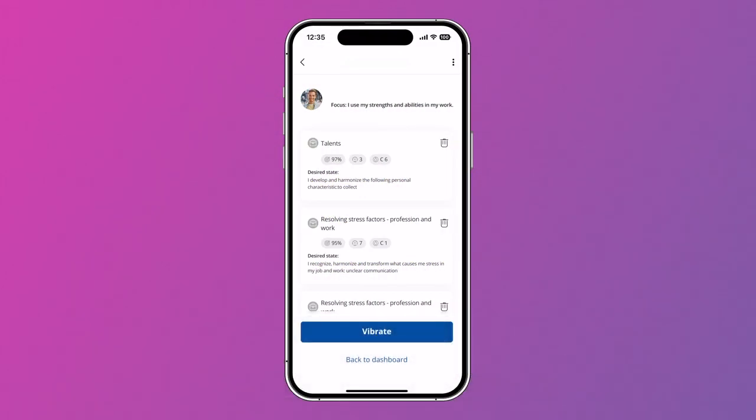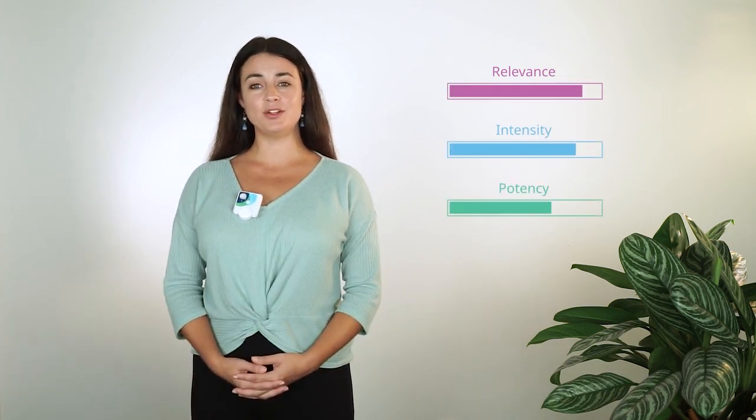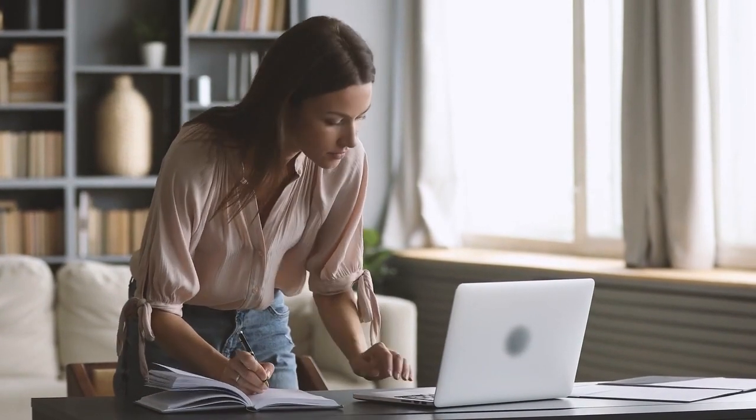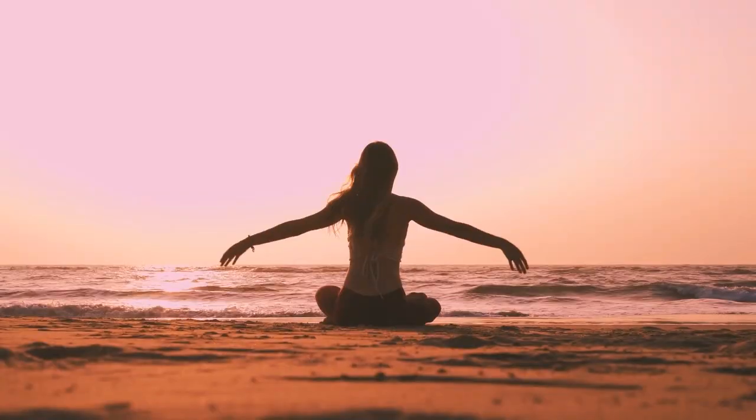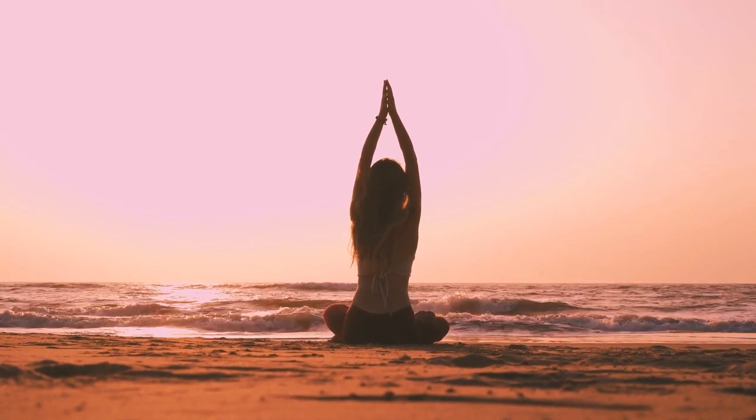Each entry of an analysis list contains the following 3 parameters: relevance, intensity, and potency. These parameters provide you with additional information that will help you to accurately interpret the result and to put it into an integral context with the other results.